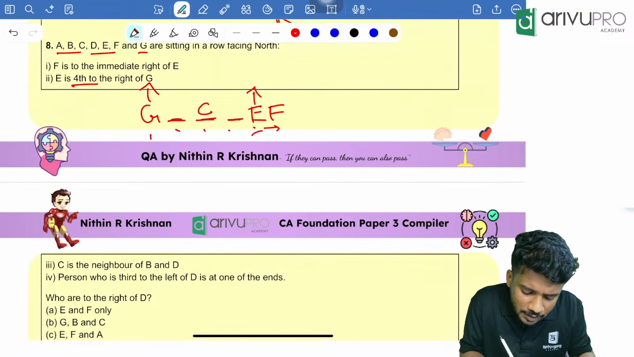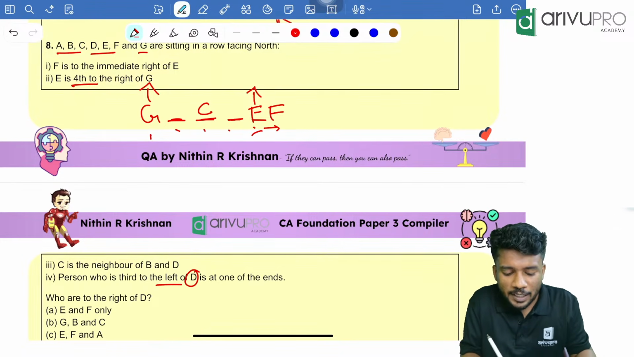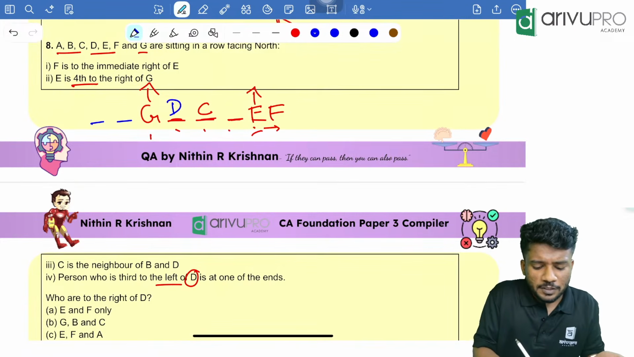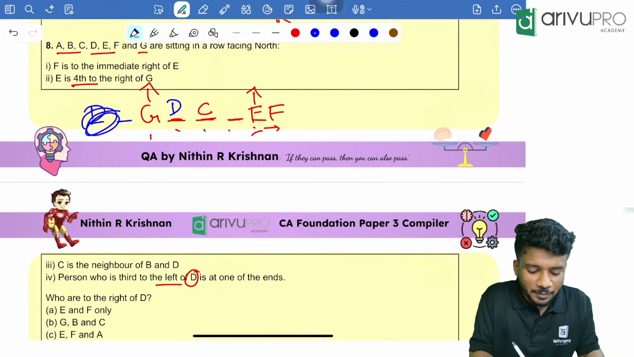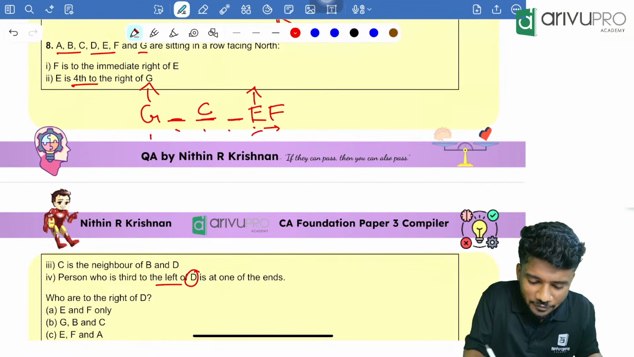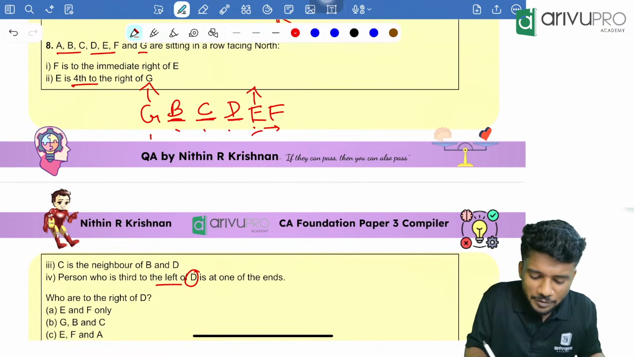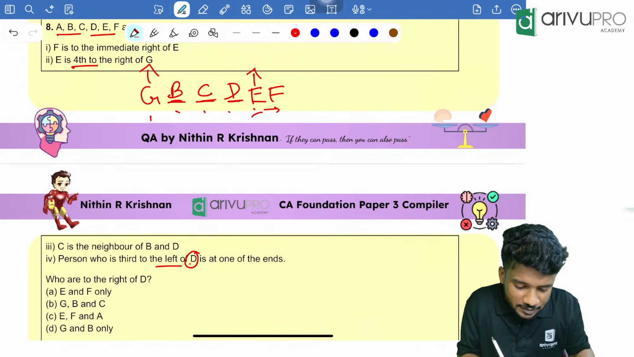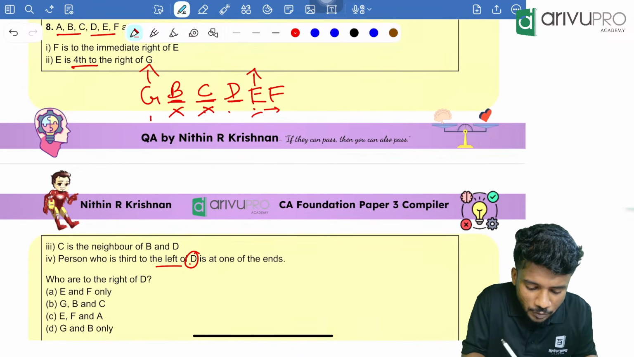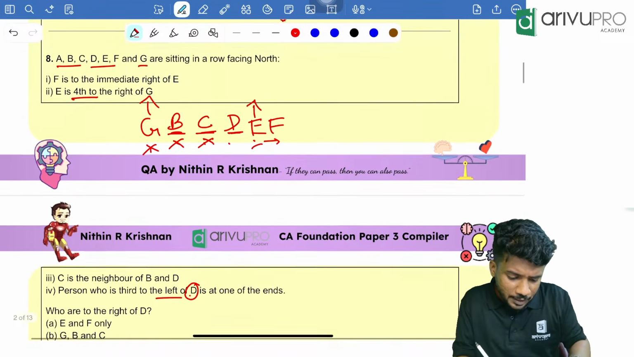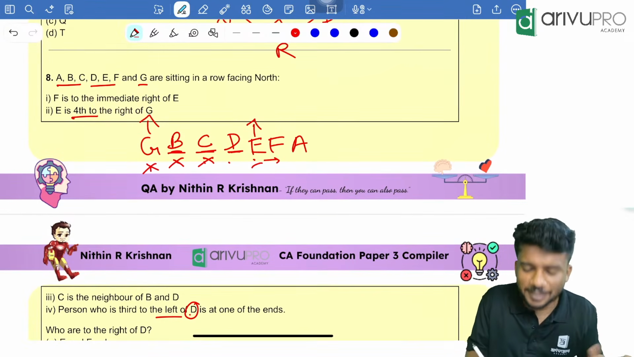Person who is third to the left of D is at one end. If I put D over here, then third to the left of D will be somewhere over here. That means the number of people will be more than 7. That is not possible. So where will be the position of D? D should be over here. B should be over here. Now the next condition. Person who is third to the left of D is at one end. Third to the left is what? 1, 2, 3. G is at third to the left. Then who is the remaining person? A is remaining. A should be over here.